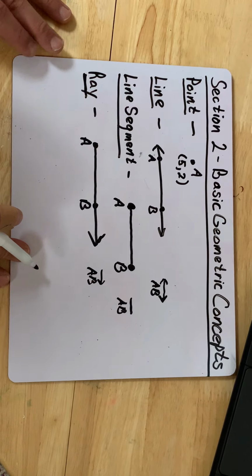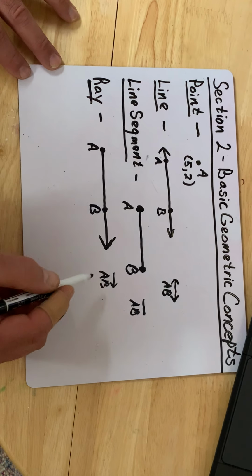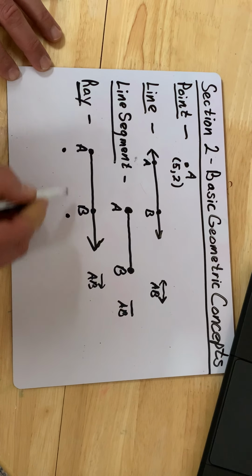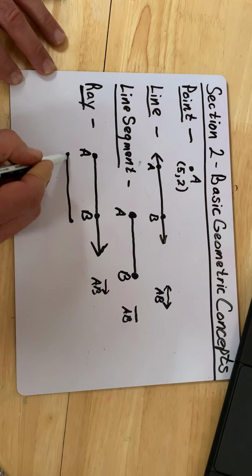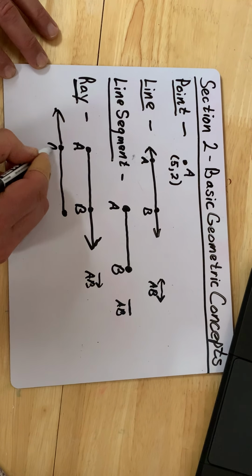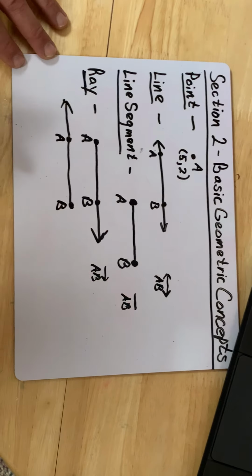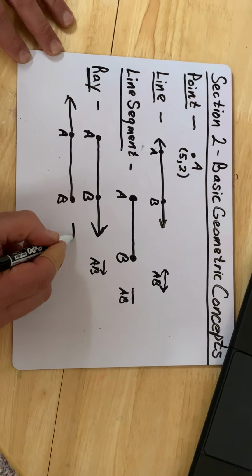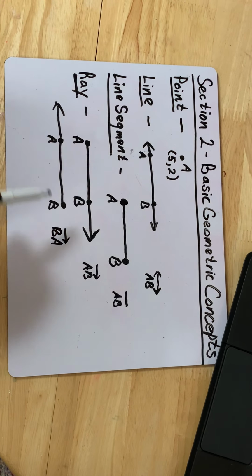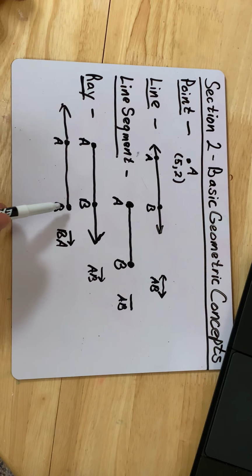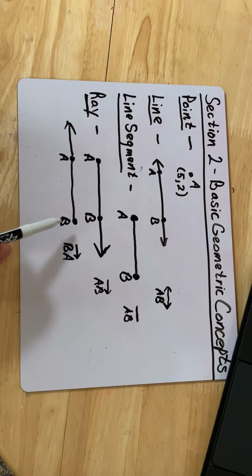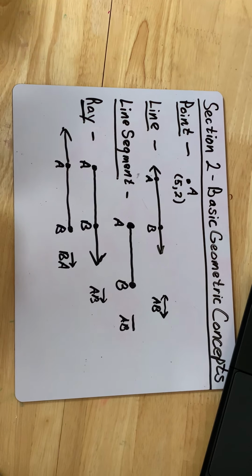Now, could you have ray BA? Yes, that would just be going like this. B would be the endpoint, and then traveling into the infinite direction through A. We would label this one a little differently. We would say ray BA, because B is the endpoint, where it starts, and then it protrudes through point A.